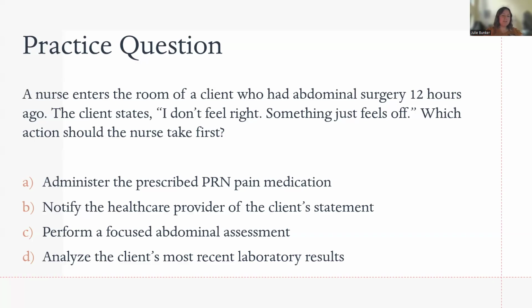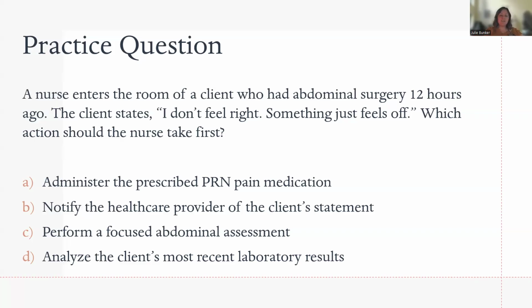Question. Because, could it be seen as a form of assessment? Maybe it's going to give you data, but also most recent laboratory results, they could be pre-op labs from more than 12 hours ago. So not necessarily going to be helpful. We want to look at the patient first too.